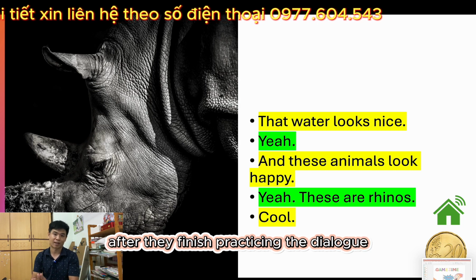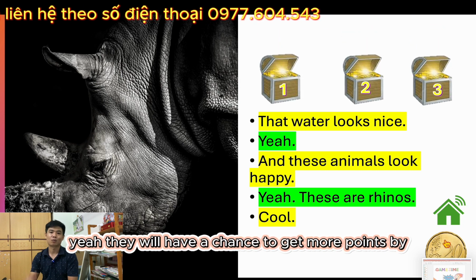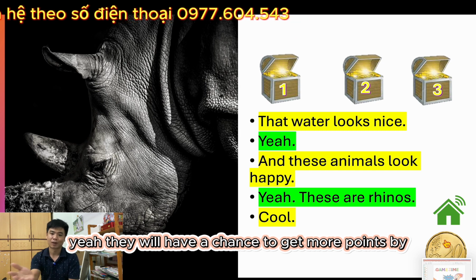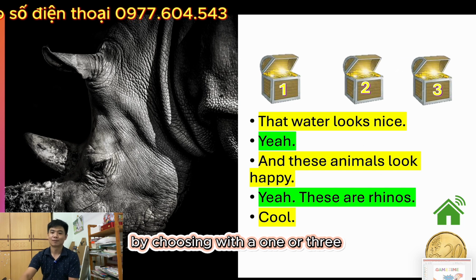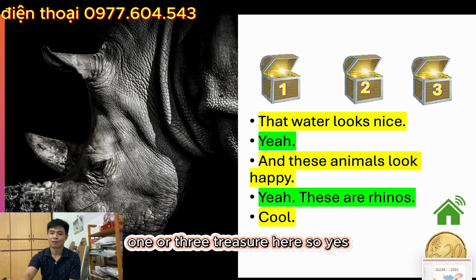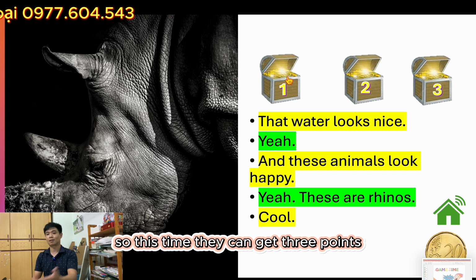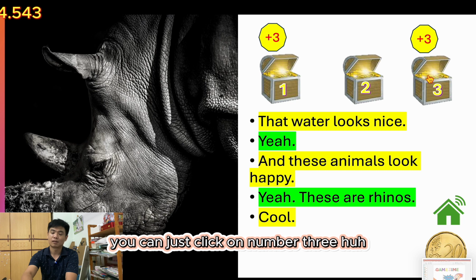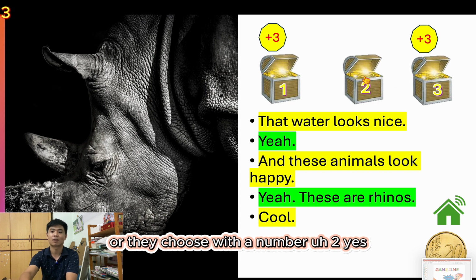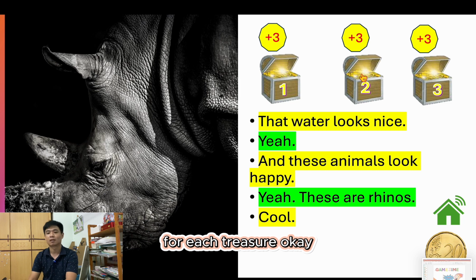After they finish practicing the dialogue, they will have a chance to get more points by choosing one of 3 treasures here. So you just click on one of the 3. If they choose number 1, you click number 1. So this time they can get 3 points. If they choose number 3, you can just click on number 3. Or if they choose number 2, you click number 2. This time, you can change the number of points for each treasure.